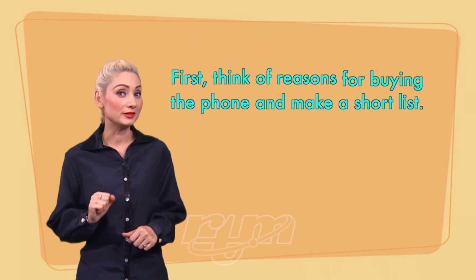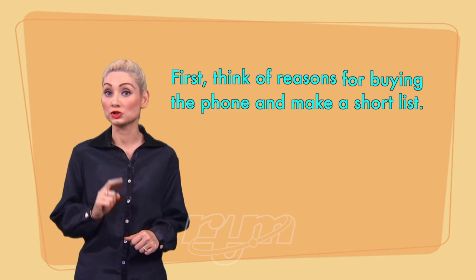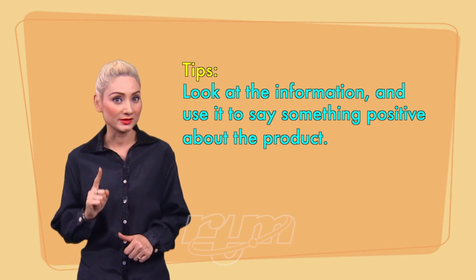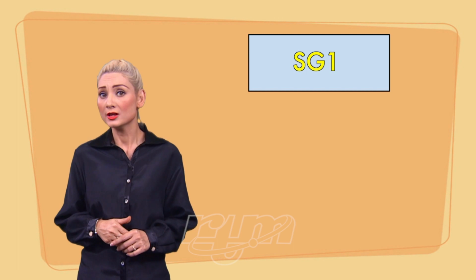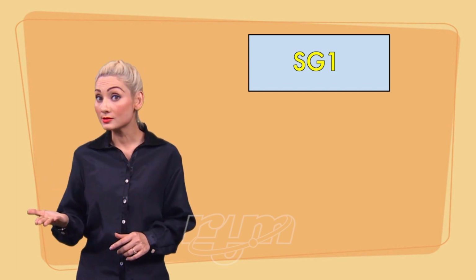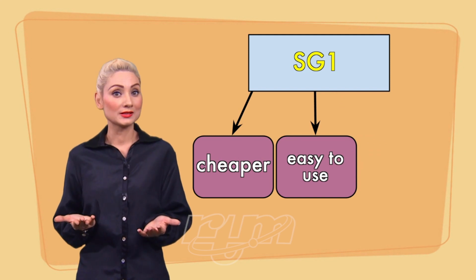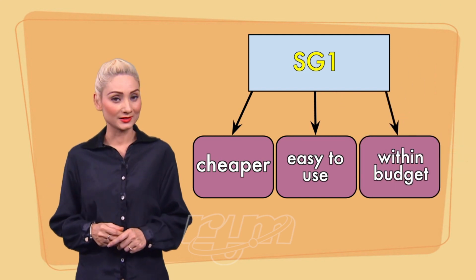First, think of reasons for buying the phone and make a short list. Tips: look at the information and use it to say something positive about the product. If you have chosen the SG1, you may buy the phone because it is cheaper, it is easy to use, it is within budget.